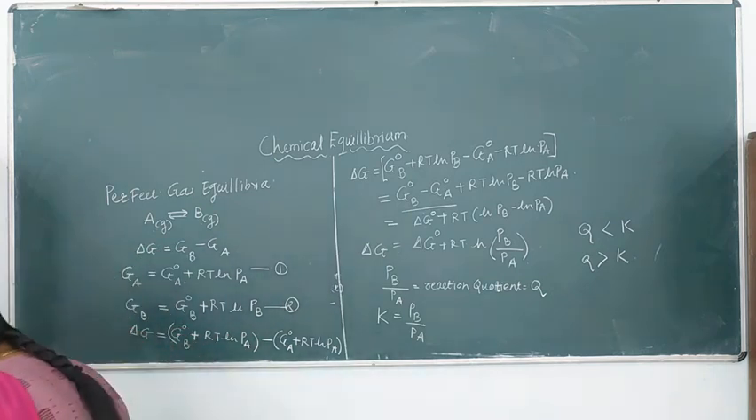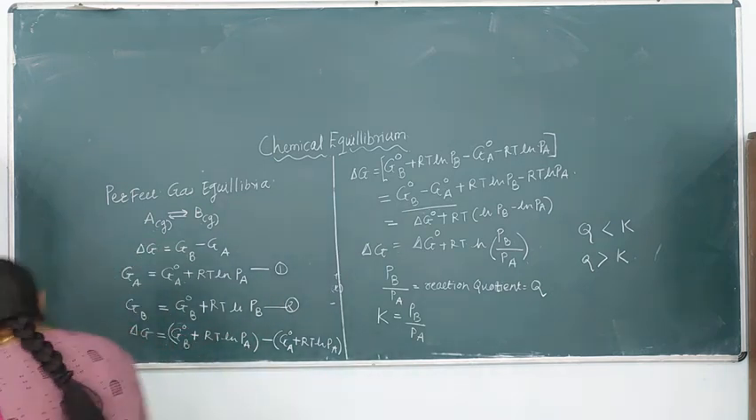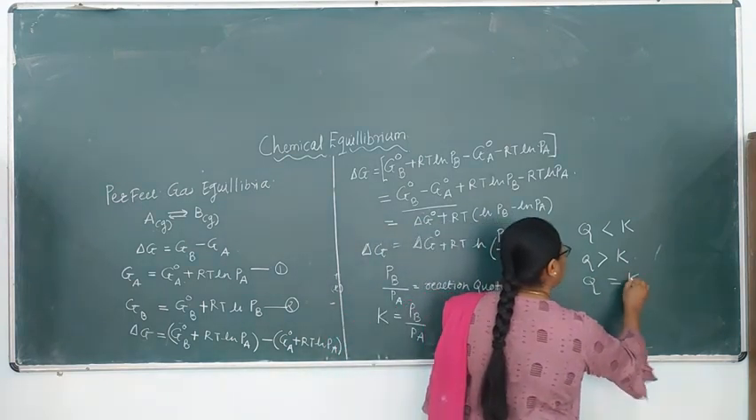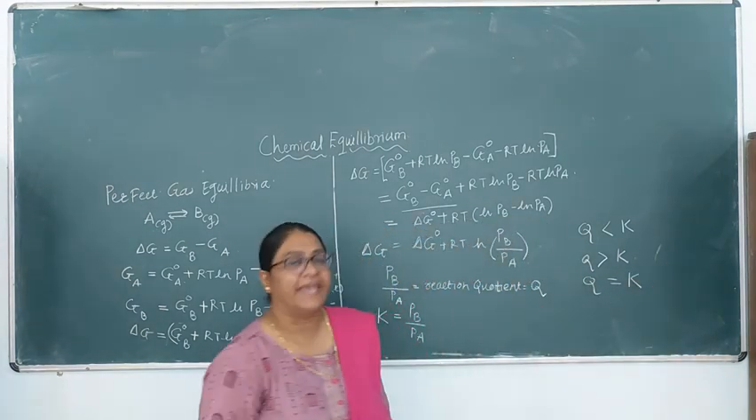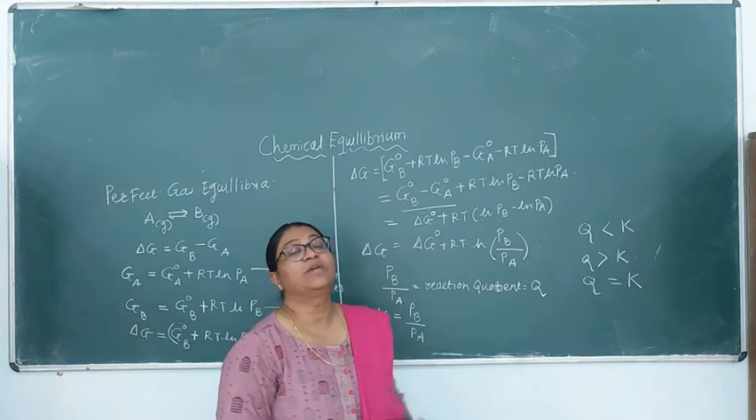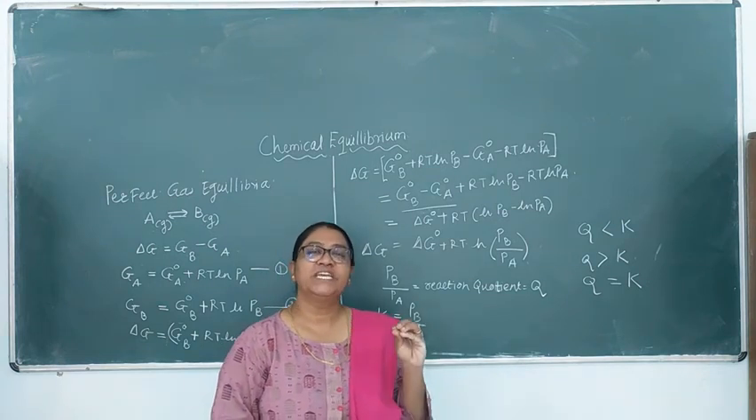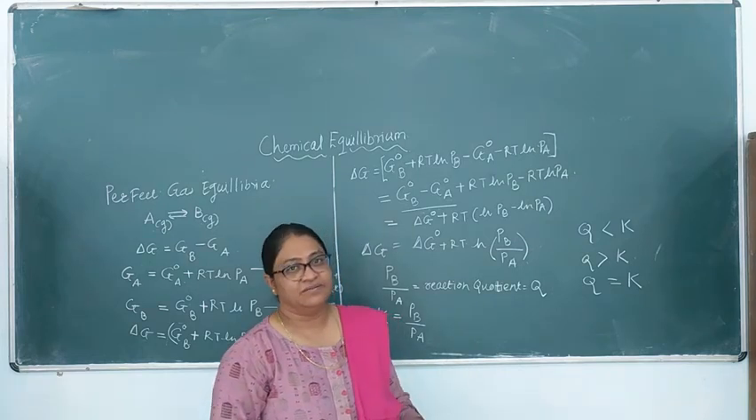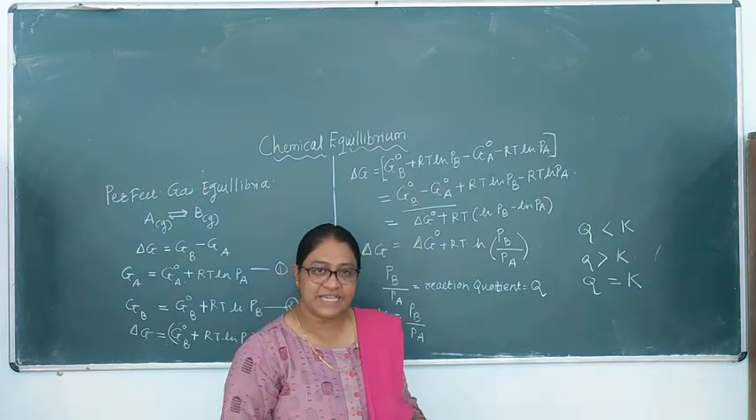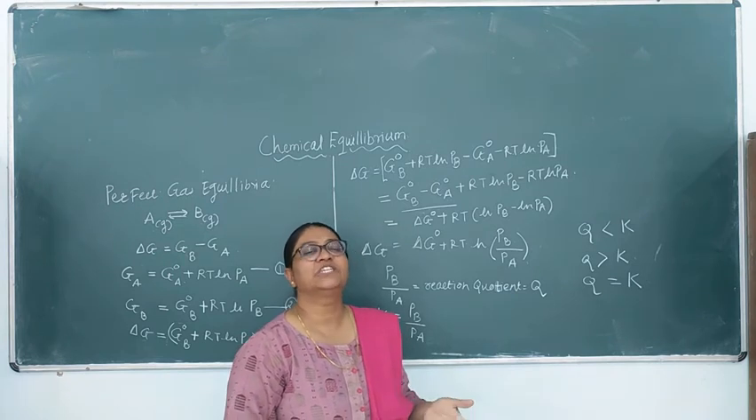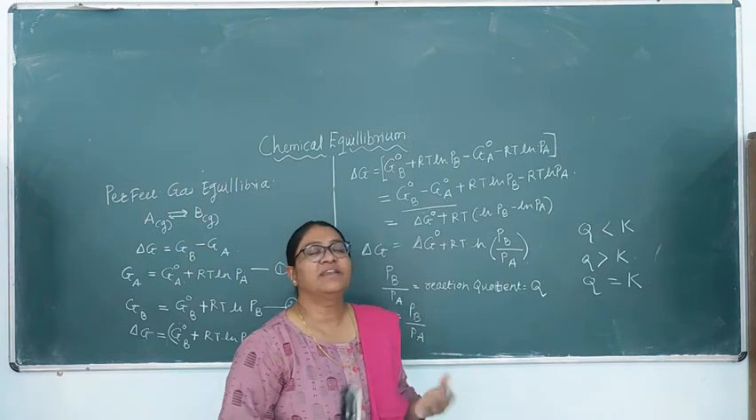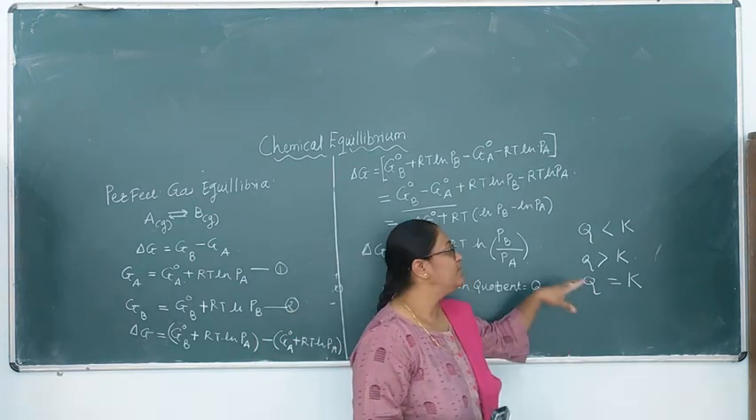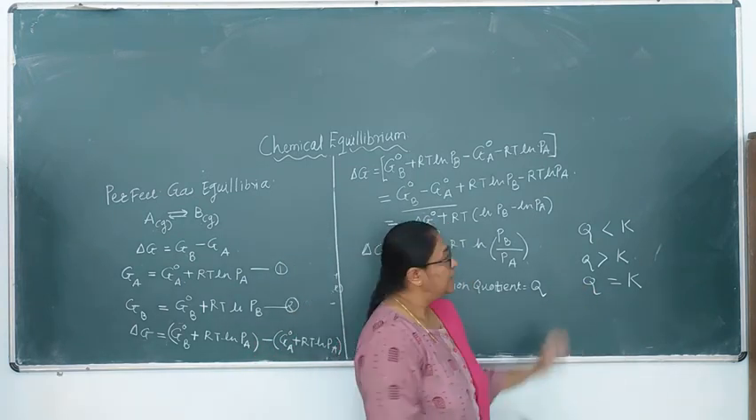Now, two possibilities we have seen, and the third possibility is when Q is equal to K. Q is equal to K means the reaction is at equilibrium, therefore none of the reactions is favorable. The reaction stops. Stop in the sense that the forward and the backward reactions attain the same rate, and therefore the Q value and K value at that instant become exactly equal.